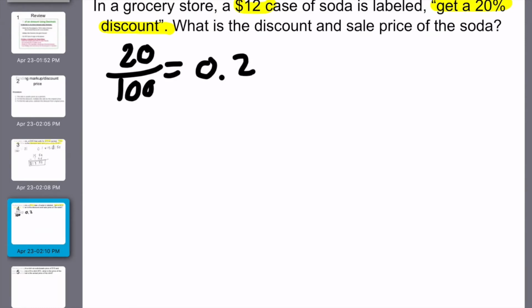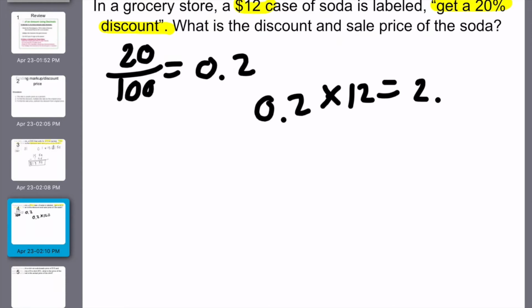That looks a little bit better. So now I do 0.2 times 12, and what I get is $2.40. So that is my discount right there.